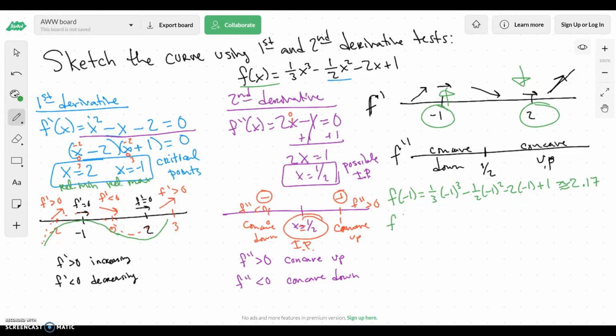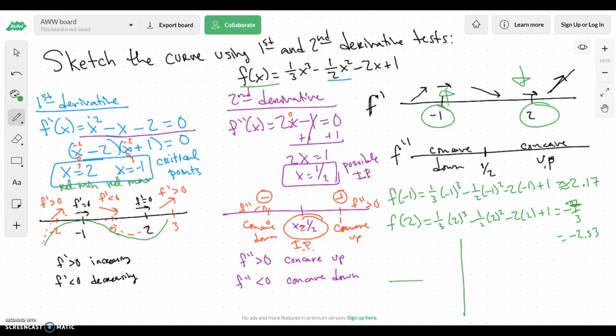And then for this one, I'm going to plug in the value of 2. So 1/3 times 2 cubed minus 1/2 times 2 squared minus 2 times 2 plus 1. Okay, and when I put this into the calculator, I'm going to get -7/3, or -2.33. Okay, so that's how low that's going to be. Okay, all right, so now we're kind of ready to graph it.